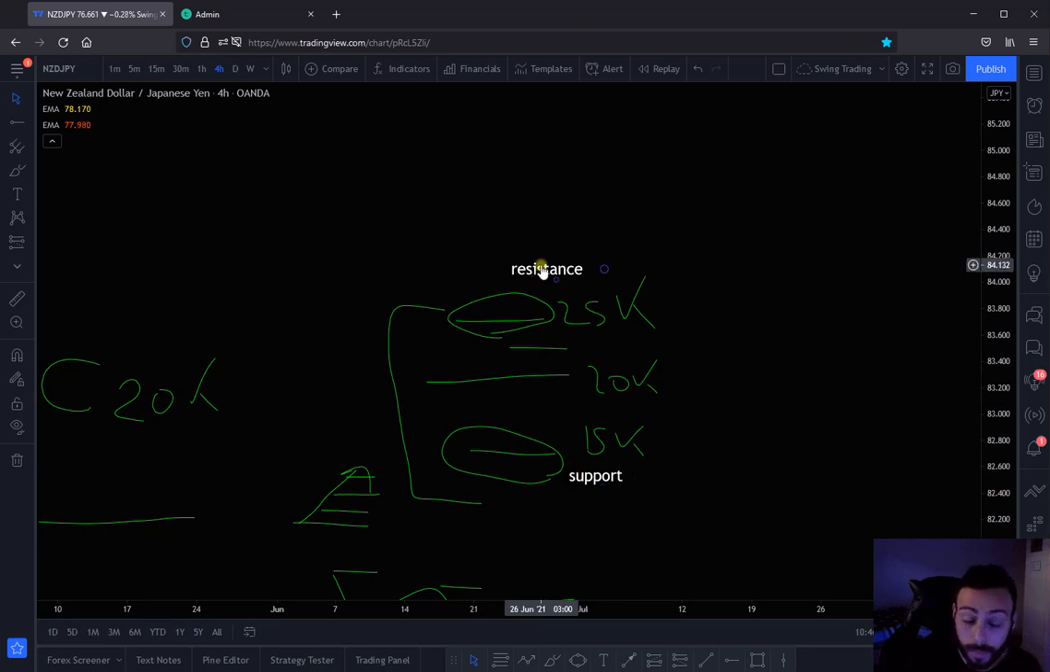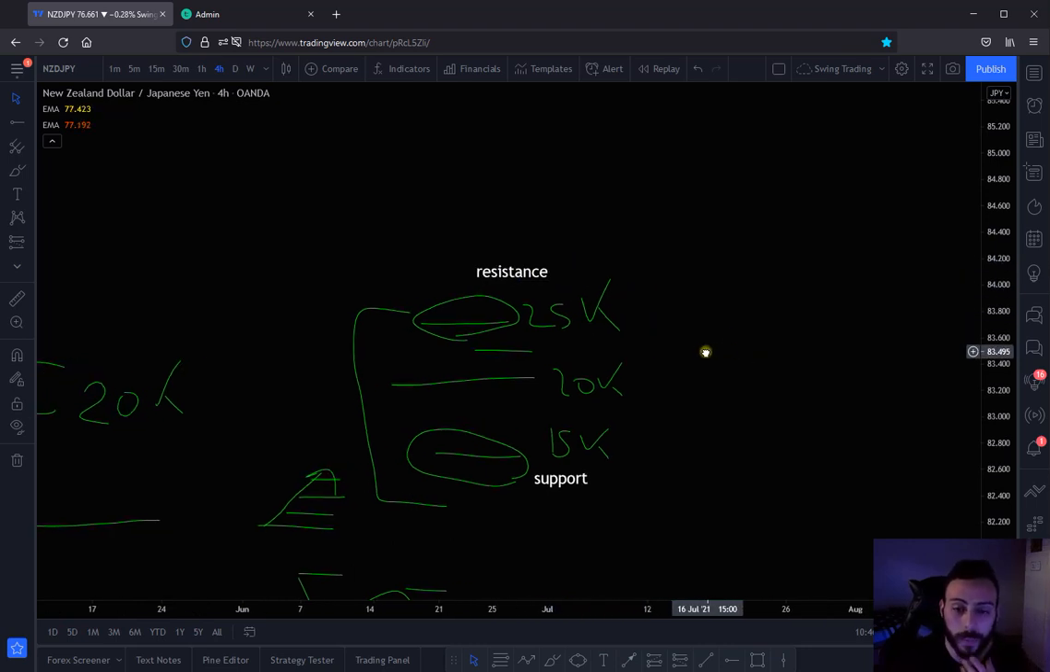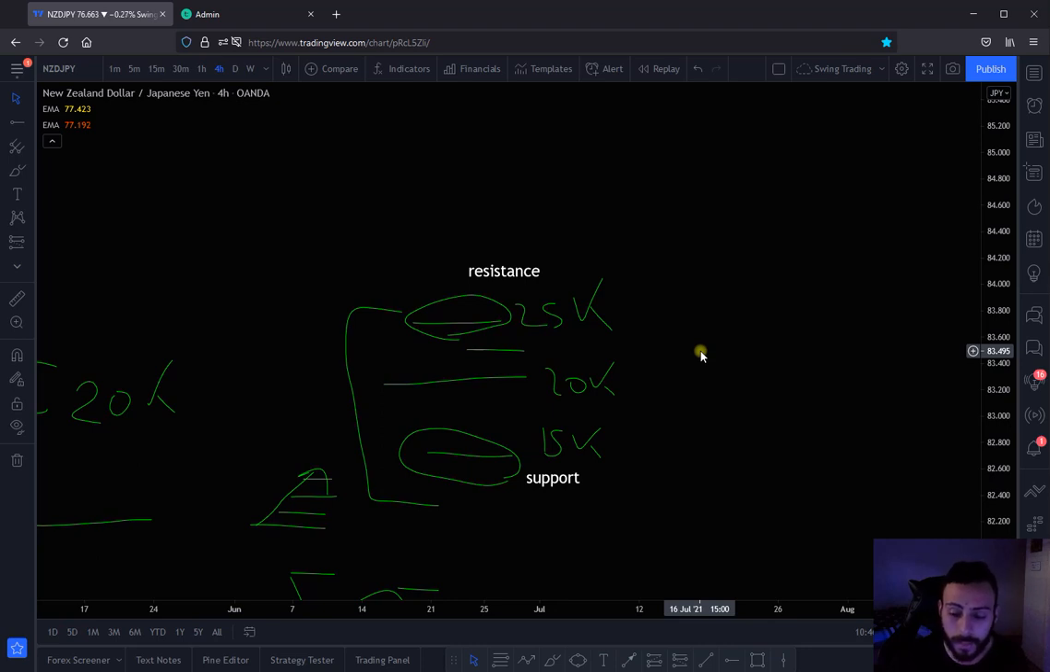And a resistance is a possible level where sellers can enter. That's it. It's not too complicated. Don't overthink it, but it's also not too detailed. It's quite simple. Support is where we can expect buyers to push price up and enter. And resistance is where we can expect sellers to enter and push price down.